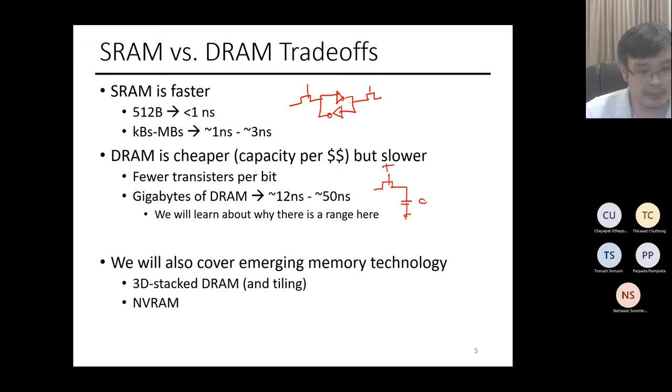We'll also cover emerging memory technology where you have DRAM stacked on top of each other, as well as non-volatile memory, right? 3D stack DRAM is now common in server-grade GPUs. If you buy a server-grade GPU, you will likely be operating with 3D stack DRAM. Sometimes we call this high bandwidth memory, HBM, HBM2 technology. These are 3D stack DRAM. And then you have the non-volatile memory, like Intel Optane, which is a different material, right? So these are the memory technologies that you have.